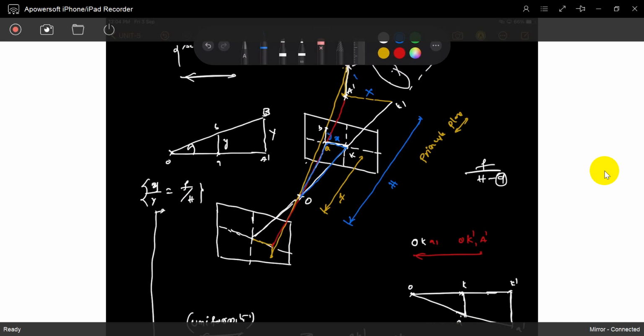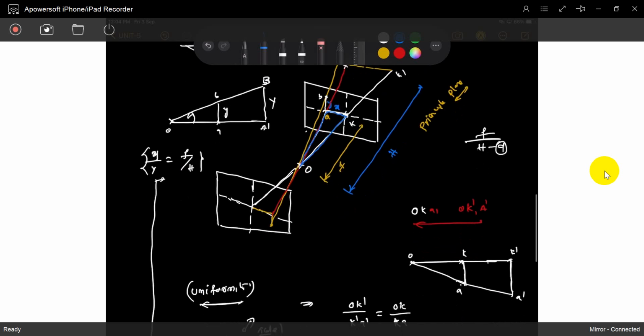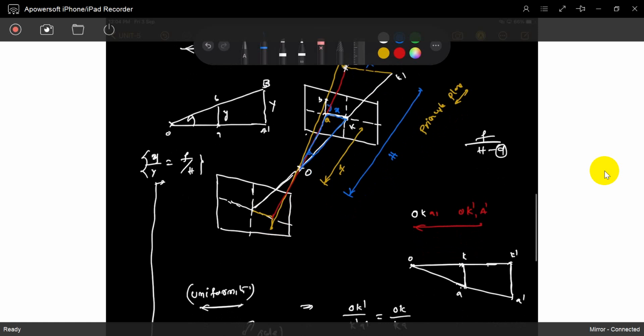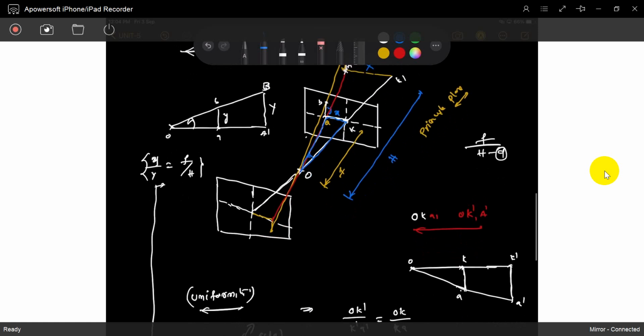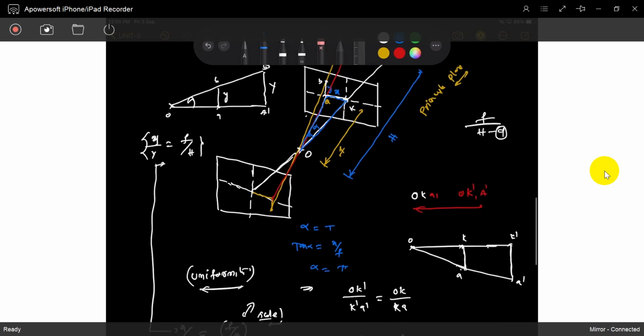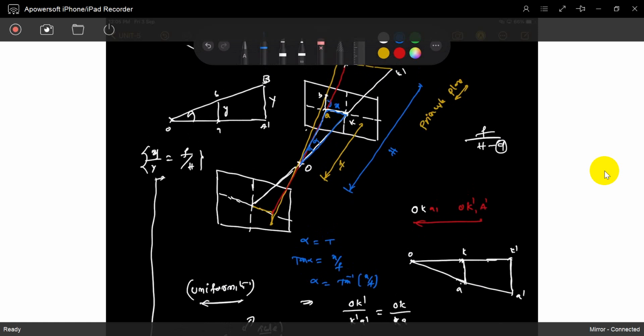There is a horizontal angle. Are you understood? So what is that horizontal angle? I can call it a horizontal angle, and you can call it alpha. What is tan alpha? Tan alpha is exactly the distance small x by f. So alpha is tan inverse of x by f. This is f, na?